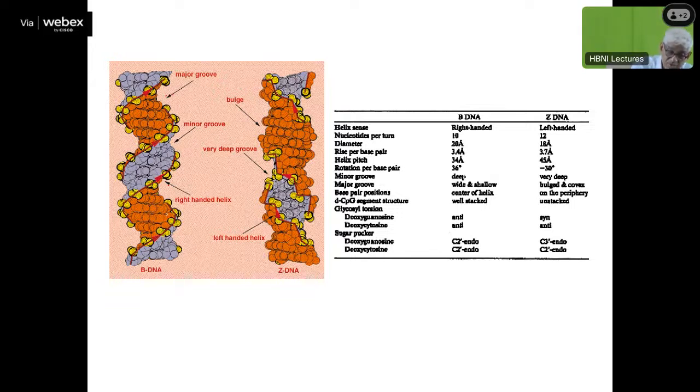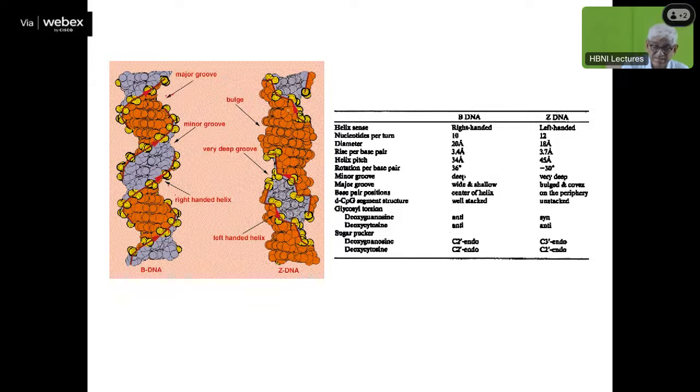And then the major groove is within this chain only. The chain is going like this, the other chain is going like this. This is a right-handed helix, this is the major groove. You can see that this is the larger one, and that is called the major groove, and this small thing is called the minor groove.